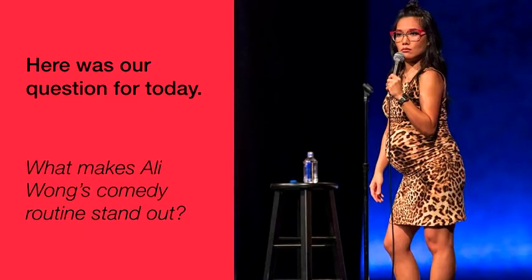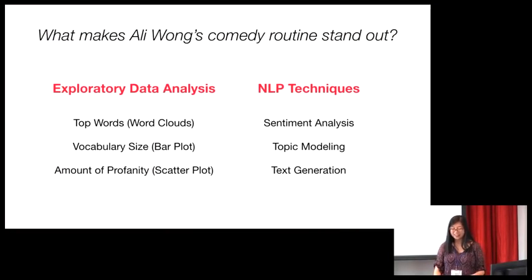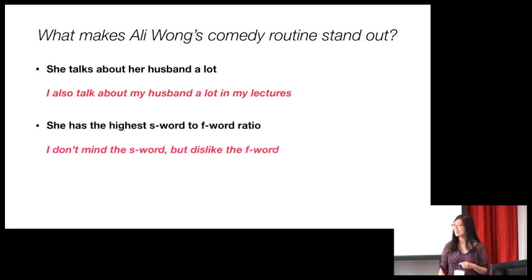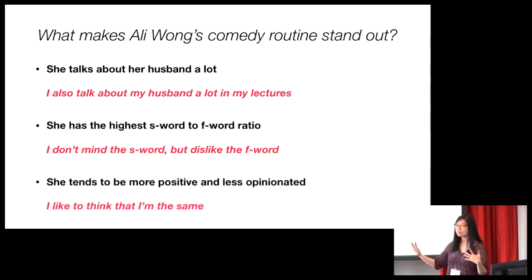OK, so to summarize, this was our question for today. What makes her routine stand out? And these were all the techniques that we used. And so now we can answer that question. What makes her routine stand out? So we saw that she talks about her husband. And I talk about my husband a lot in my lectures. Not once this entire 2 hours. I mentioned him once. Once. But yeah, I have a lot of lectures on that. And then she has the highest S word to F word ratio, which I don't like the F word at all, but I don't mind the S word. And then she tends to be pretty positive and less opinionated, like me.